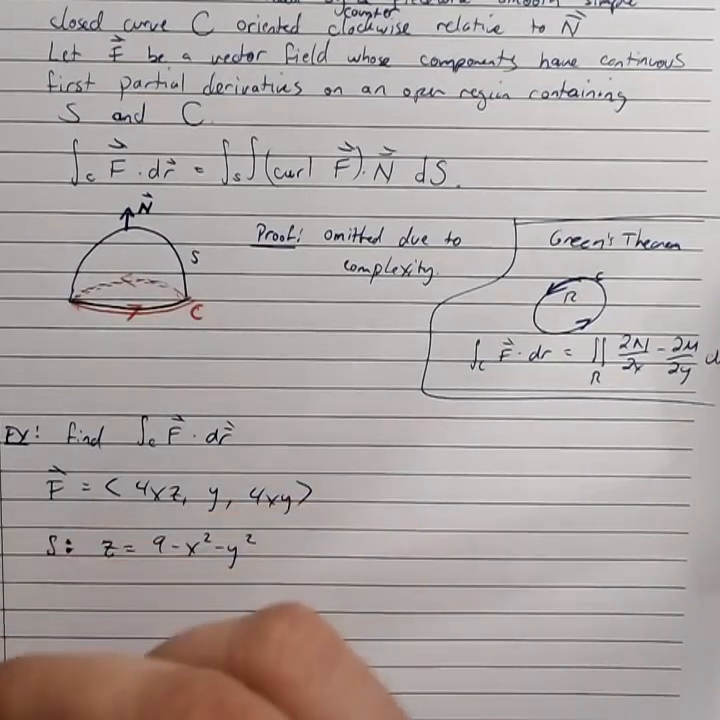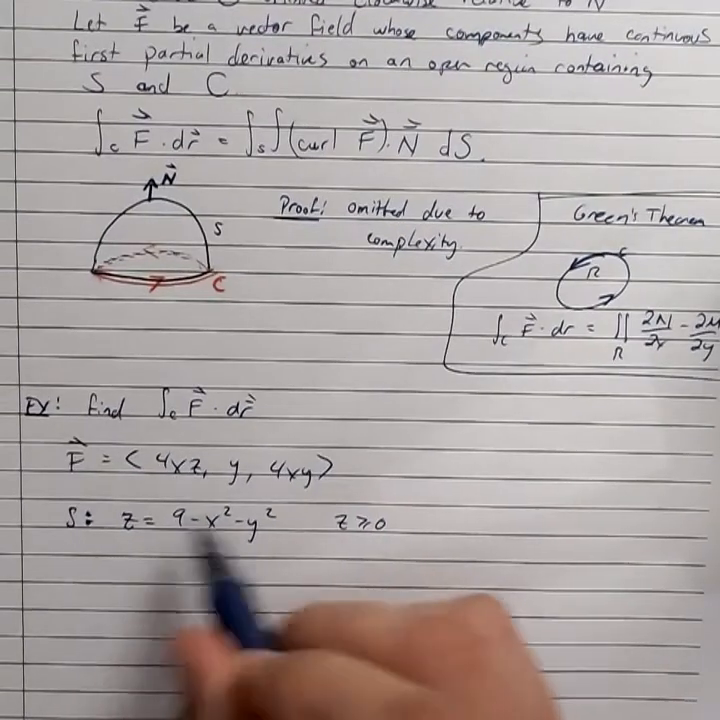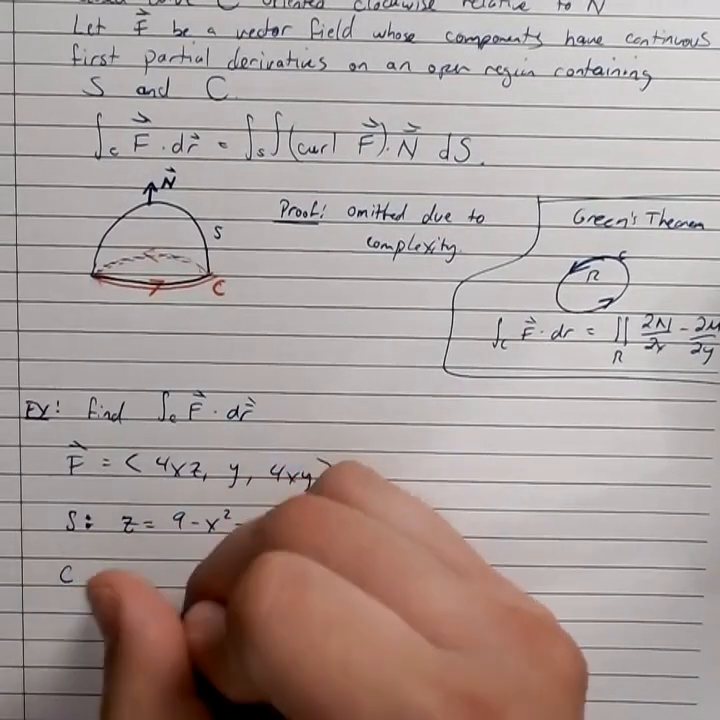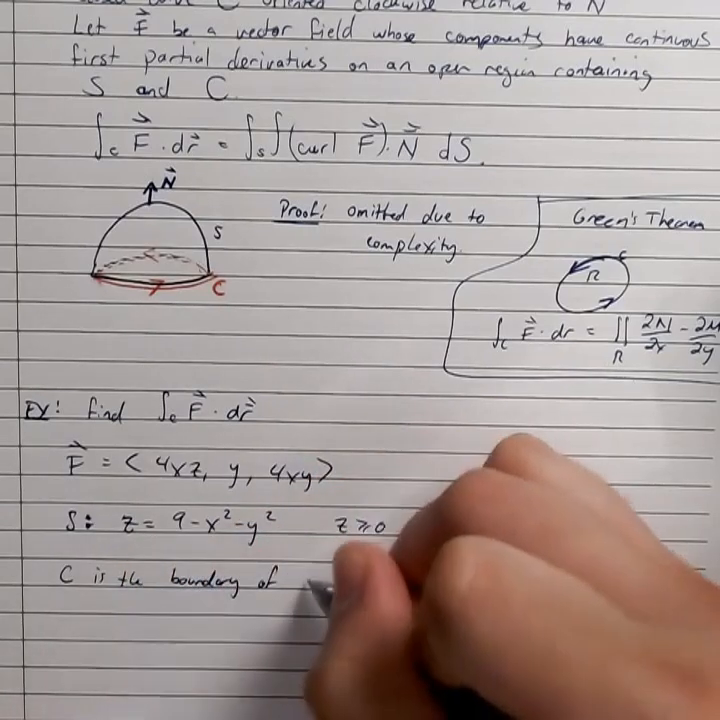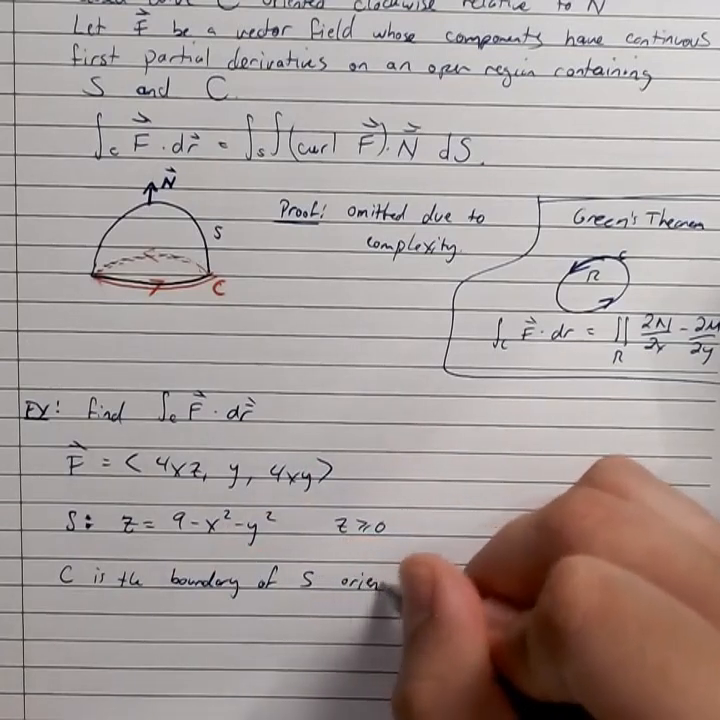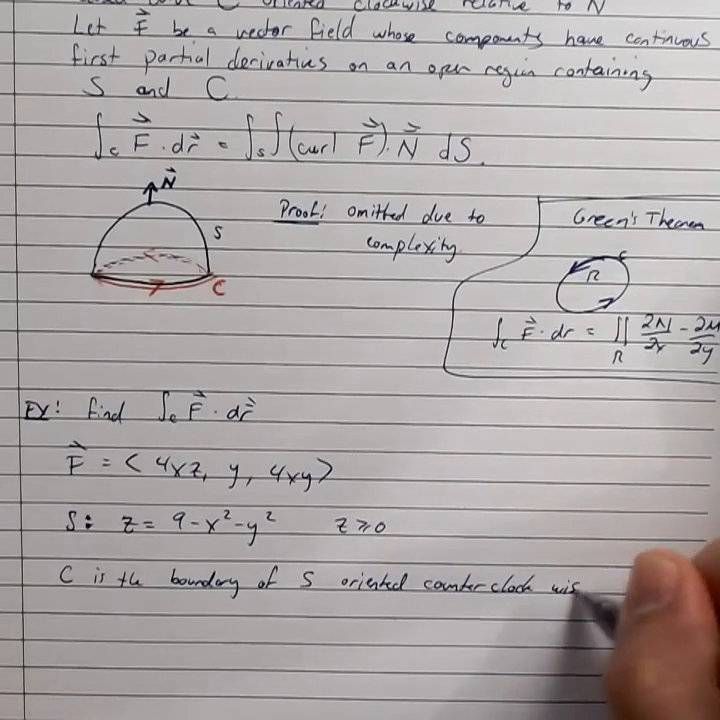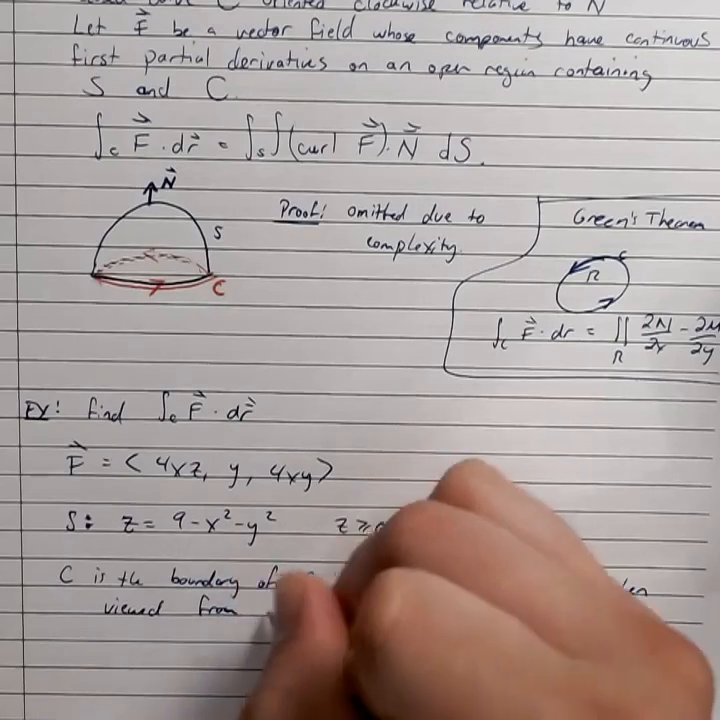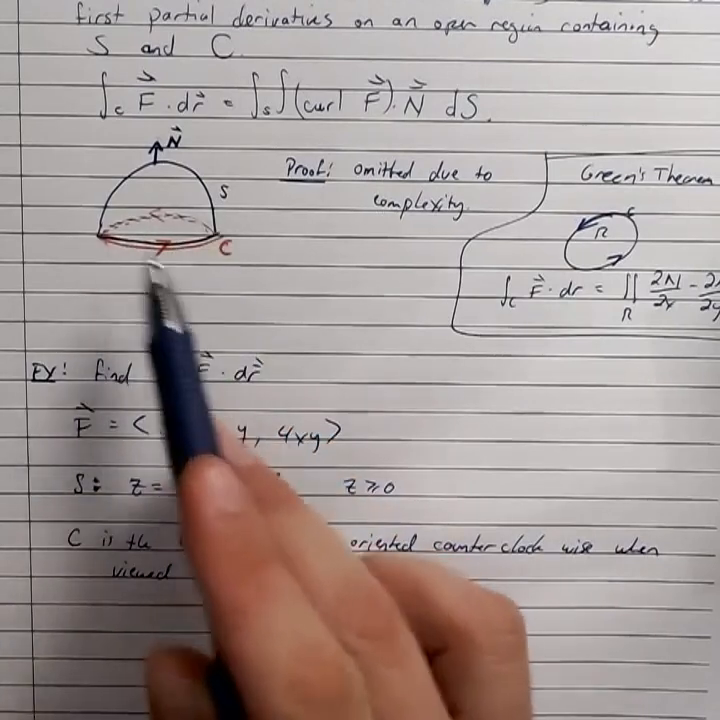Here we're told z is greater than or equal to 0. We only want the upper part of this paraboloid. Here we're also told that C is the boundary of S, oriented counterclockwise when viewed from above. Okay, and that just confirms that we're looking at something that is oriented in the correct direction.